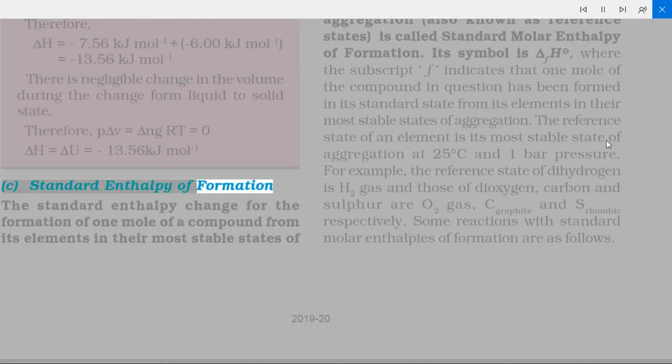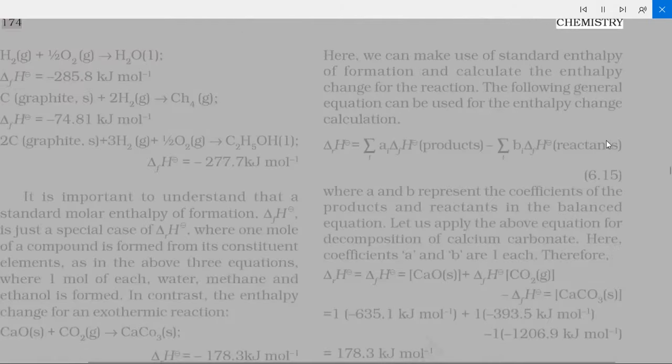Standard enthalpy of formation: the standard enthalpy change for the formation of 1 mole of a compound from its elements in their most stable states of aggregation. H2(g) + ½O2(g) → H2O(l), ΔfH° = −285.8 kJ mol⁻¹. C(graphite, s) + 2H2(g) → CH4(g), ΔfH° = −74.81 kJ mol⁻¹. 2C(graphite, s) + 3H2(g) + ½O2(g) → C2H5OH(l), ΔfH° = −277.7 kJ mol⁻¹.